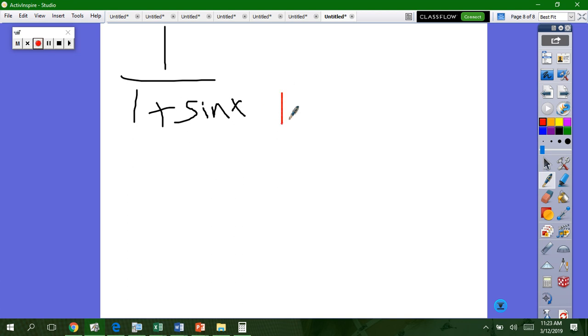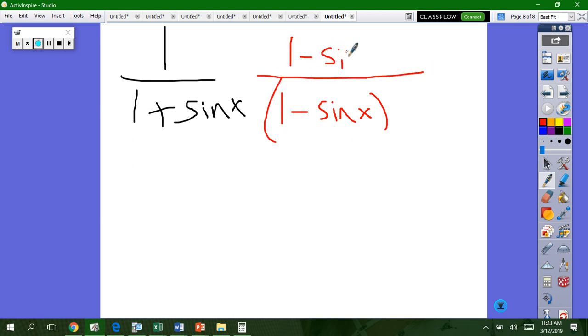Yes, we are going to multiply by its conjugate. What I do to the bottom, I have to do to the top, right? Any questions there?